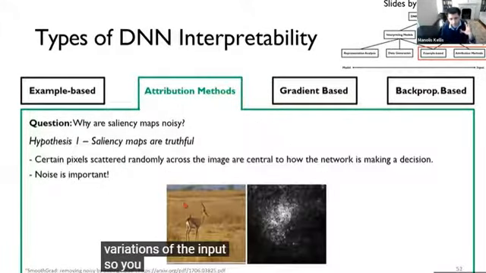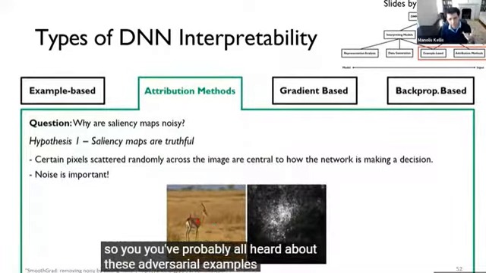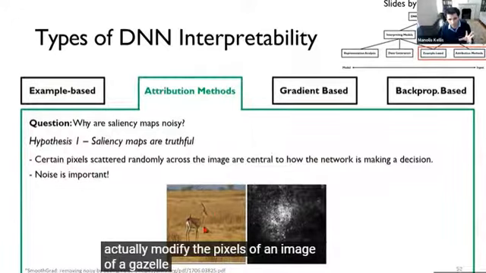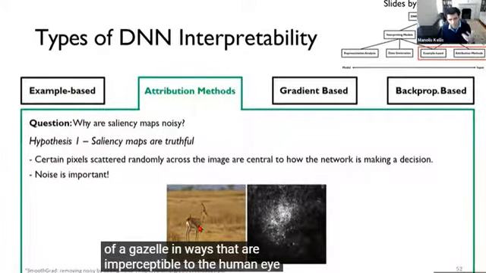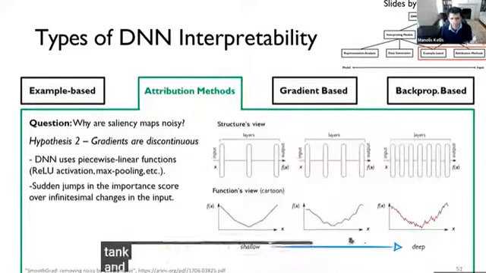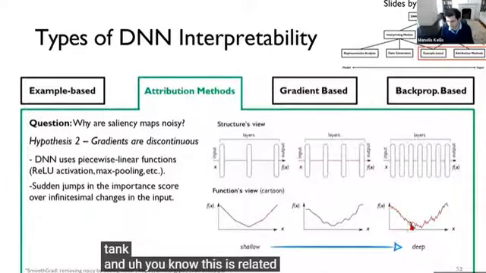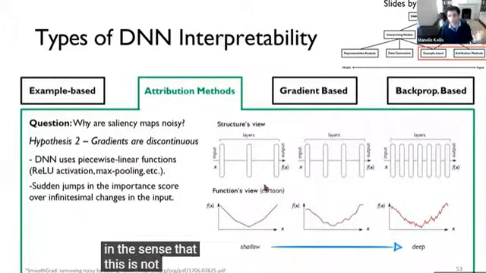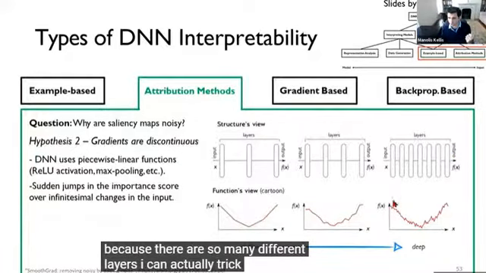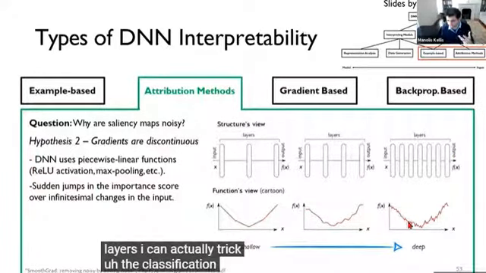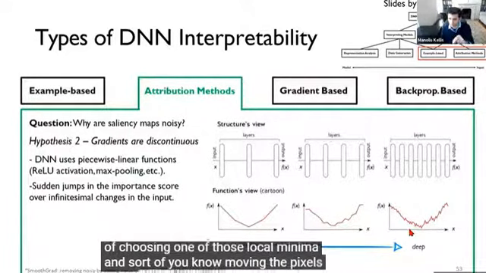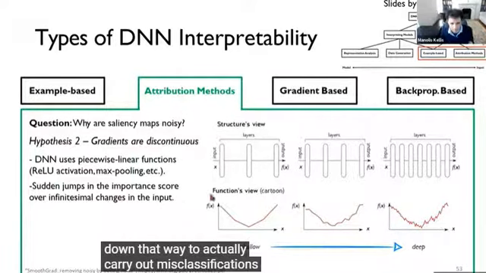So you've probably all heard about these adversarial examples where I can actually modify the pixels of an image of a gazelle in ways that are imperceptible to the human eye, but then will make this gazelle classified as, I don't know, a German tank. And this is related to that in the sense that this is not a smooth function. Basically, because there are so many different layers, I can actually trick the classification function by choosing one of those local minima and moving the pixels down that way to carry out misclassifications.